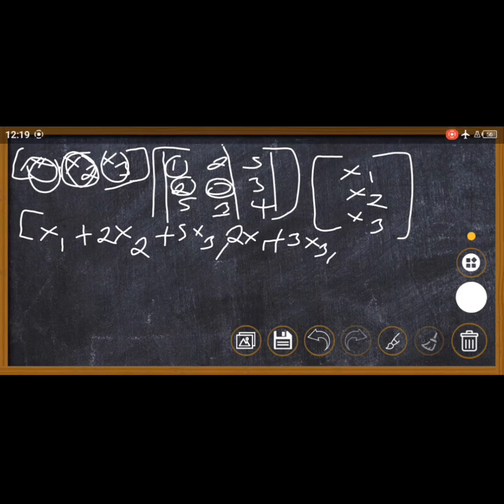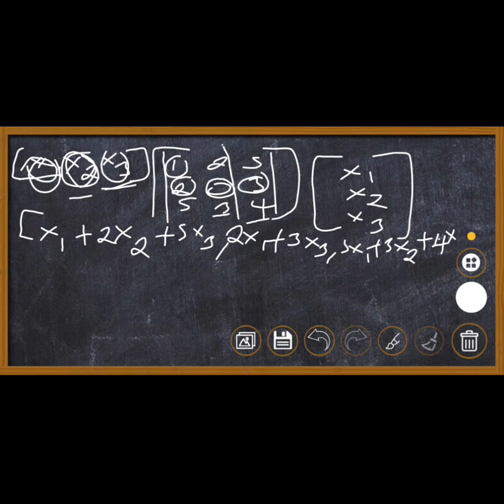Then you come to the last column here. So x1 multiplied by 5, we have 5x1. And then added to x2 multiplied by 3, we have 3x2. And then the last one, that is x3 multiplied by 4, we have 4x3. Okay, so this is the standard. Remember, we also have this at last, but right now I'm just dealing with this part here.